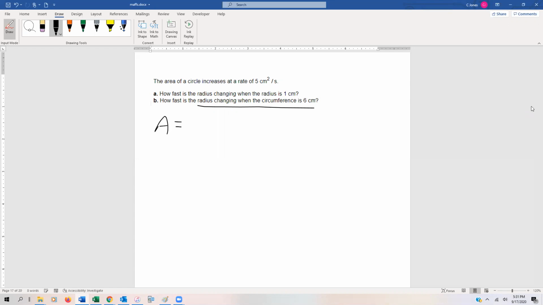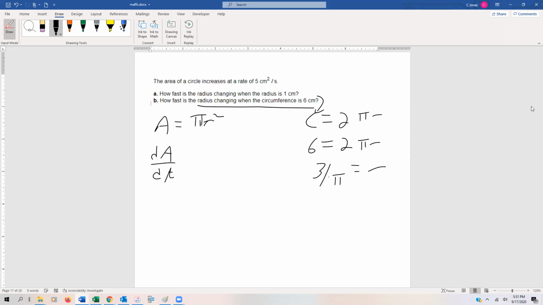We had area is equal to pi r squared, and we also had that the circumference is equal to 2 pi r. We said that the circumference is 6, which is equal to 2 pi r, and that means that 3 over pi is equal to the radius. We also had this relationship that dA/dt is equal to 2 pi r dr/dt. And the problem says, how fast is the radius changing?